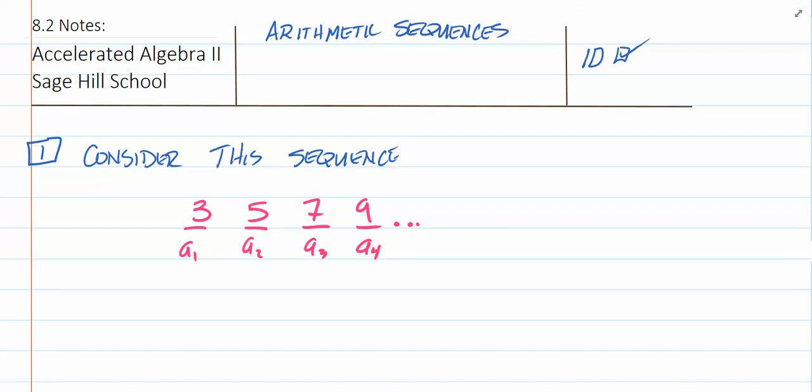All right, so here we go. Consider this sequence that you see here. We're continuing our discussion with sequences. This sequence says 3, 5, 7, 9. What do you notice that is interesting or any patterns that you see in this sequence right now?